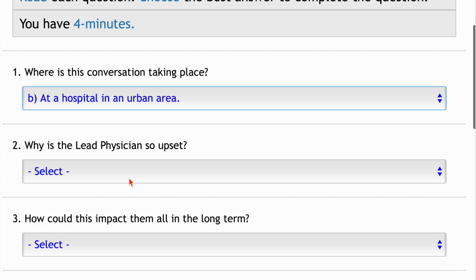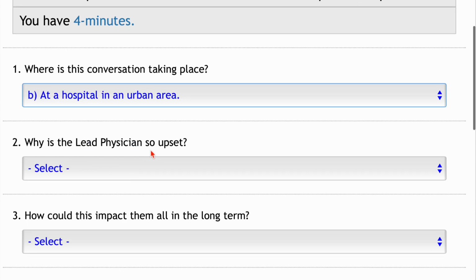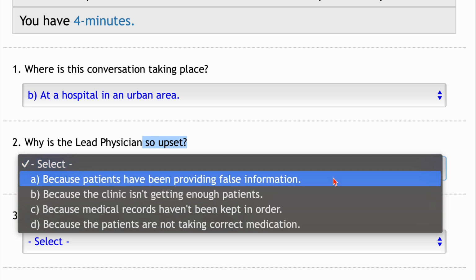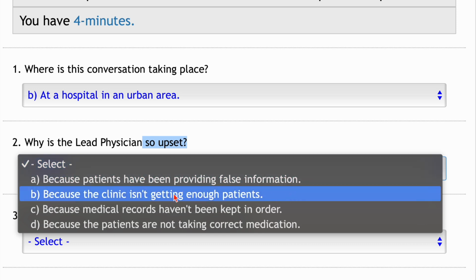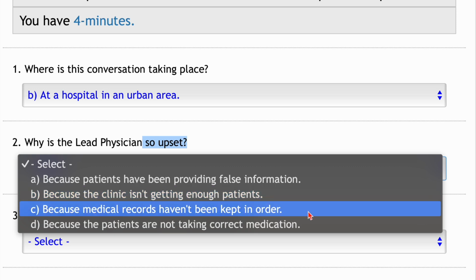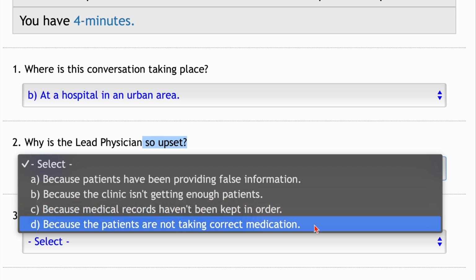What about number 2? Why is the lead physician so upset? So the lead doctor or physician, why is he upset, not happy? Because patients have been providing false information, because the clinic isn't getting enough patients, because medical records haven't been kept in order, because the patients are not taking correct medication.